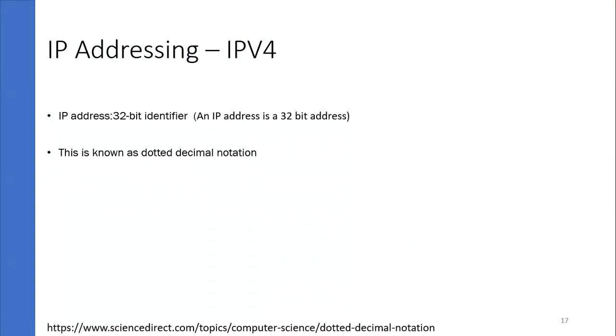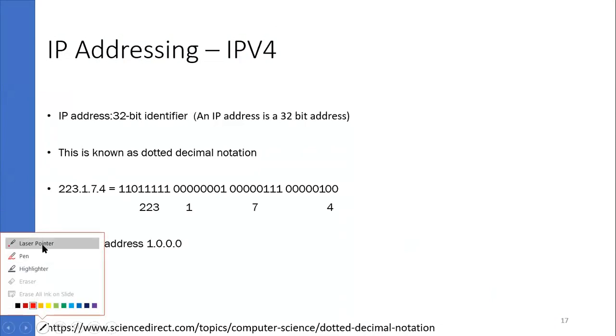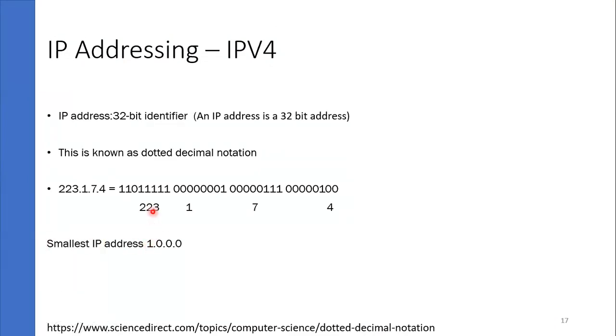Right. Now it's a 32-bit identifier and it's dotted decimal. So these are the numbers. If we speak about the smallest IP address, it should be 0.0.0.0 because everything is 0. If we put zeros everywhere, that would be the smallest IP address. But it's not the whole story.